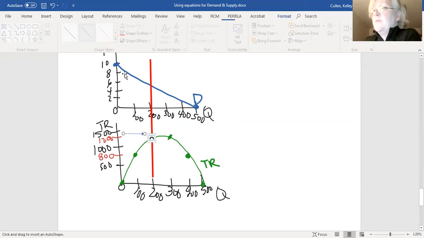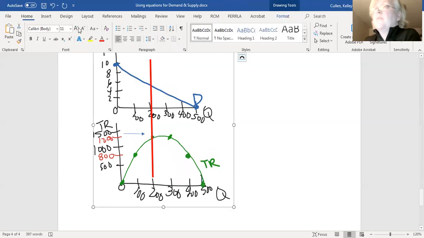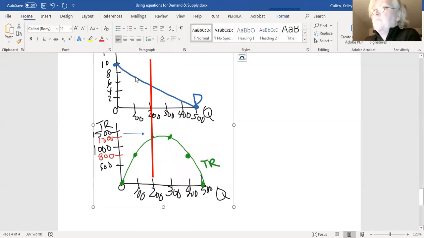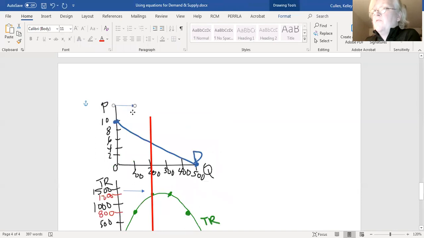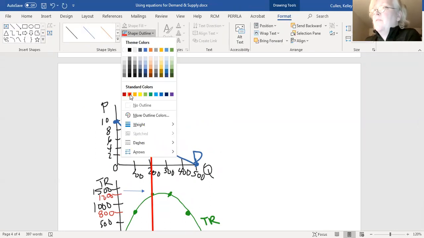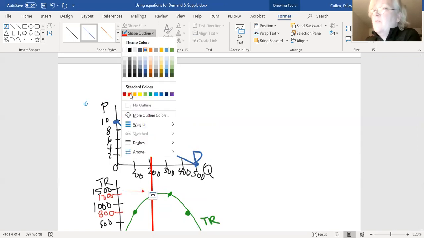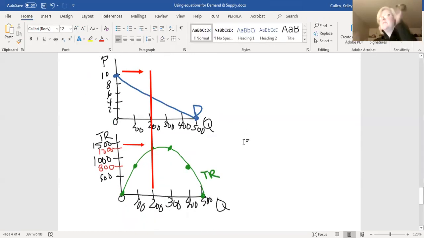On this side and this side, copy this guy, paste him up here. Can I? Where did he paste? Sometimes he just flies all over the place. There he is. And again, I'm going to make him red. And again, I'm going to make him thick. There we go. Same thing here. Let's make it a big red arrow. And so, there we go. Those two red arrows in that region from 0 to 200 quantity, that's going to be the elastic portion.